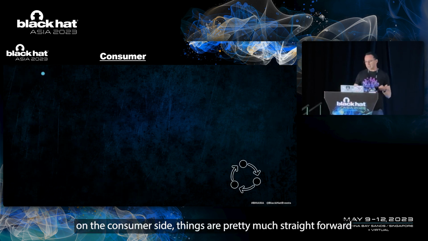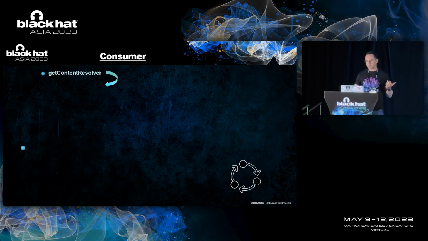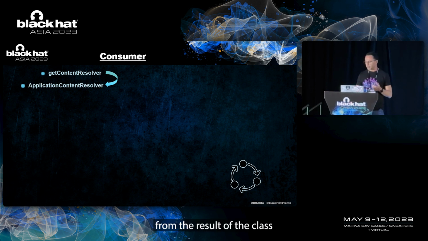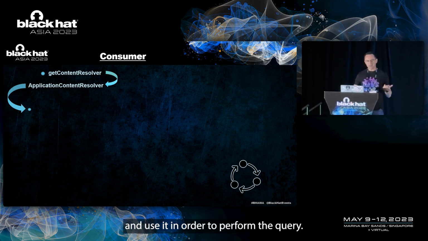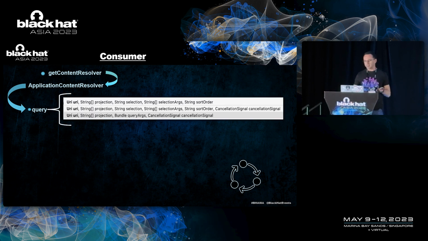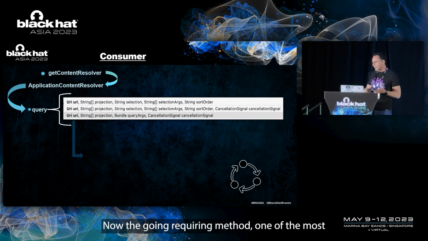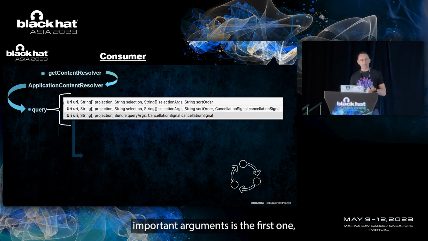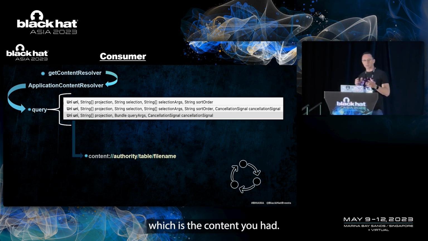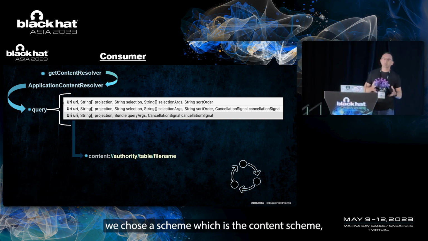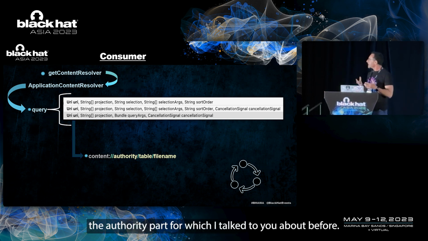At the consumer side, things are pretty much straightforward. Acquire an instance of the application content resolver class, and use it in order to perform the query. Now, regarding the query method, one of the most important arguments is the first one, which is the content URI. So it's a URI which has a scheme, which is the content scheme, the authority part, which I talked to you about before.